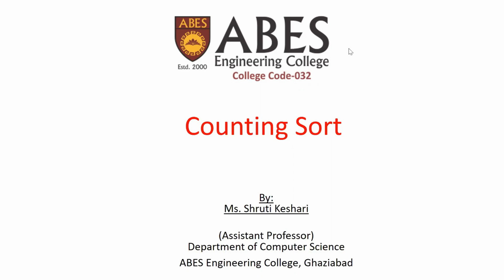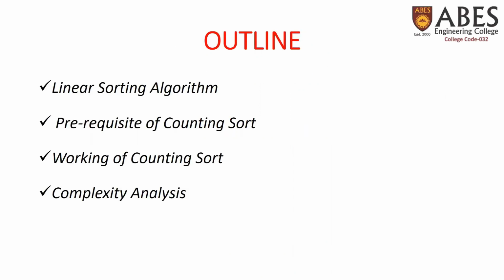Today I'm going to discuss the counting sort algorithm. Counting sort is basically defined as a linear sorting algorithm. Here we will discuss four points mainly. First is linear sorting algorithms. Second is what the prerequisite of counting sort is, and how the counting sort algorithm works to sort a particular element. And what is the complexity analysis, that is, the time complexity and space complexity of counting sort.